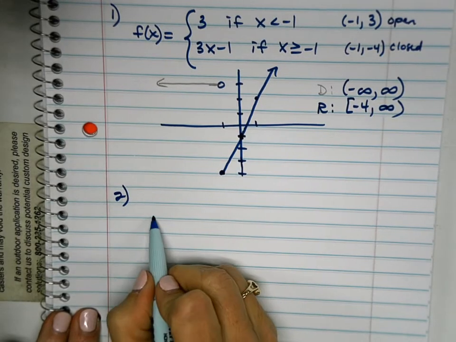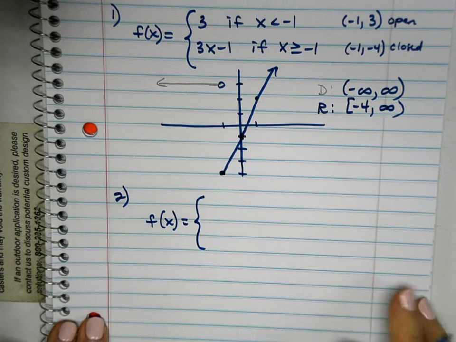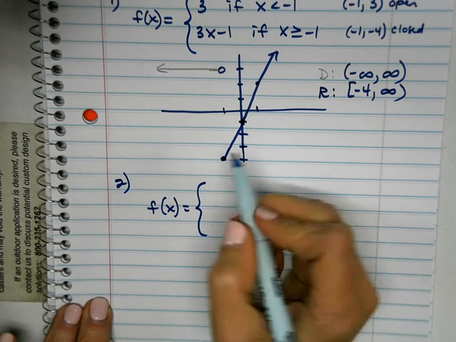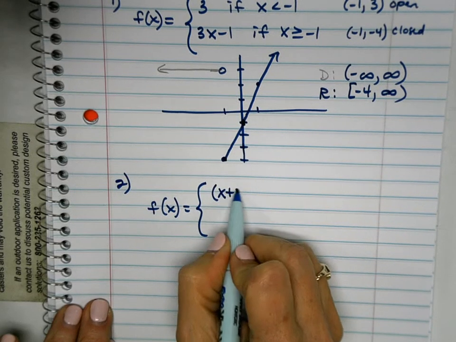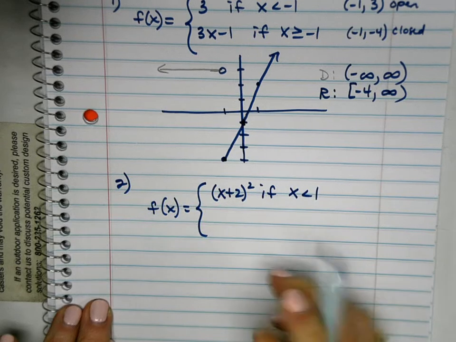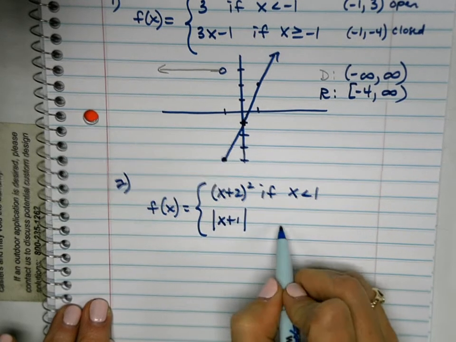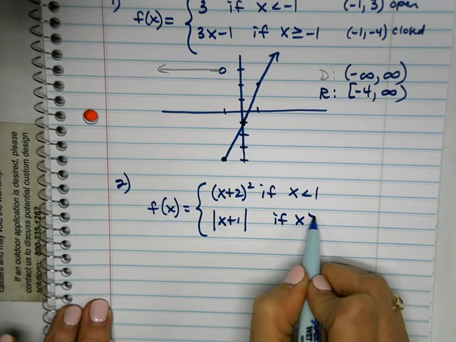All right, set up your function. We're going to again do a two-piece piecewise. For the top piece, I want you to graph (x + 2) squared if x is less than 1. And for the second piece, I want you to graph the absolute value of x + 1 if x is greater than or equal to 1.